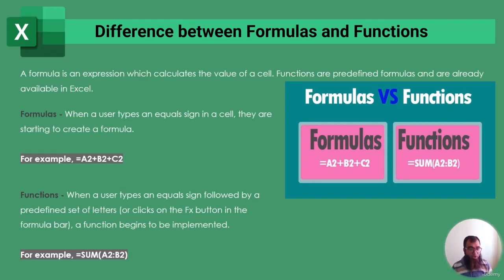And functions. When a user types an equal sign followed by a predefined set of letters, a function begins to be implemented. So here you can see how to write functions. For example, equal SUM bracket A1, B2. So here we show formula versus function.